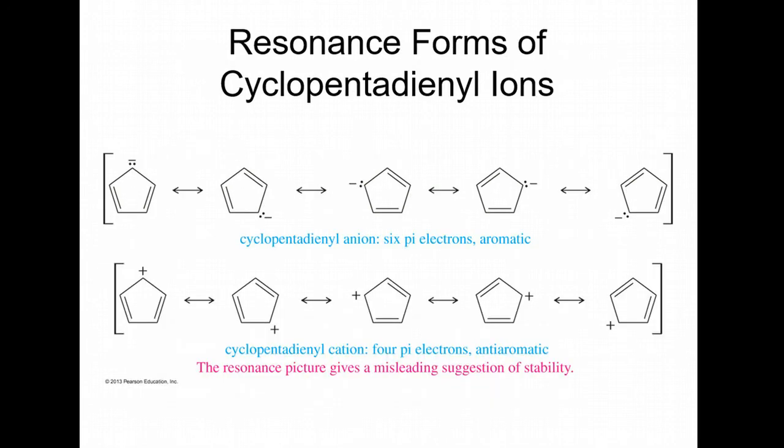Here's the resonance form of the cyclopentadienyl anion. That's what's making it stable. Here's also the resonance of the cation, but it says here the resonance picture gives a misleading suggestion of stability. Hey, this plus charge is resonating around my molecule. Well, it's anti-aromatic, so this doesn't even happen. It looks like it will happen, but that doesn't even happen.